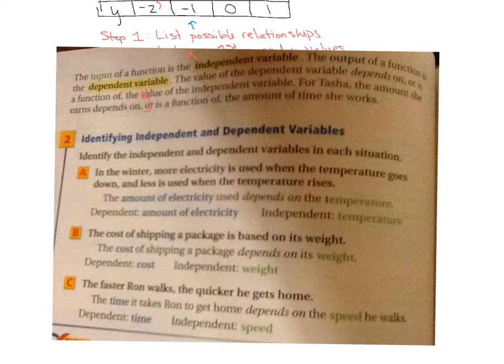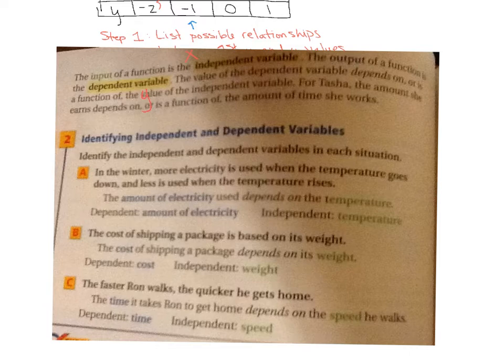A, in the winter, more electricity is used when the temperature goes down and less is used when the temperature rises. So the amount of electricity you use is dependent on the temperature. So because the electricity depends on the temperature, electricity is dependent, and the temperature is independent. The cost of shipping a package is based on its weight. Well, the cost is going to depend on how much the package weighs. So your cost is dependent, your weight is independent.